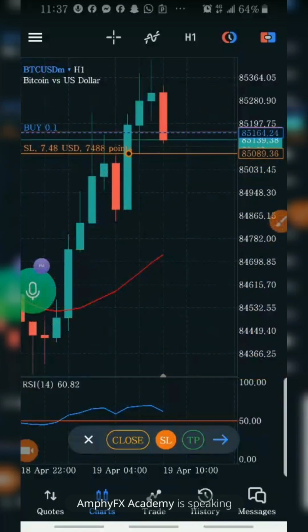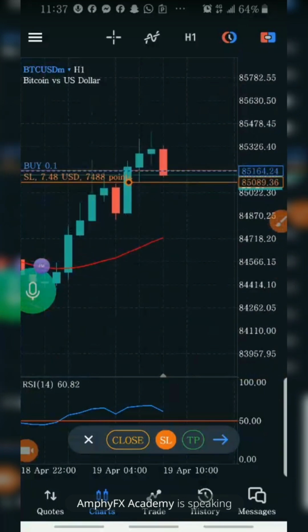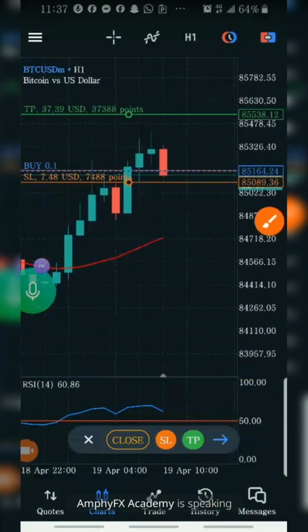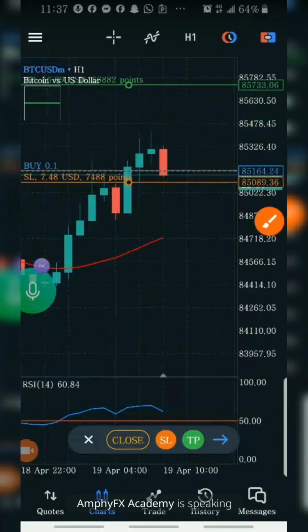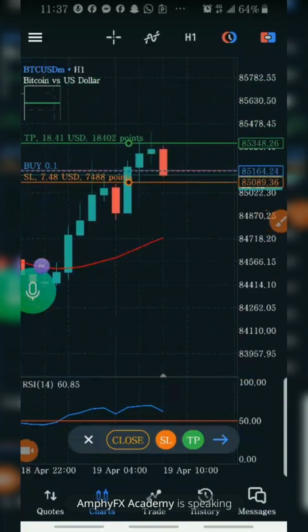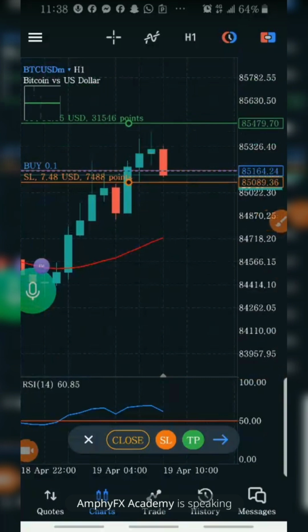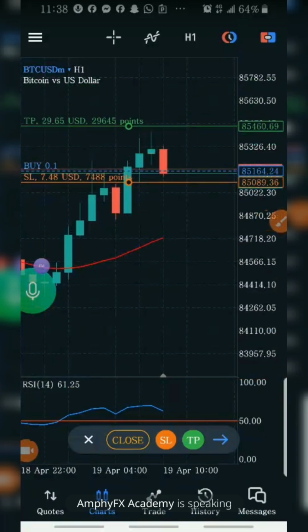Then I'll click on take profit, TP. Then I can drag it above. Since I bought, TP has to be above, and SL has to be below. If it goes against me and my stop loss is hit, I'll lose. But if it goes my way towards my TP, I'll win. Since I'm buying, I'm predicting that BTC price will rise. So I'll drag it to the level I want.